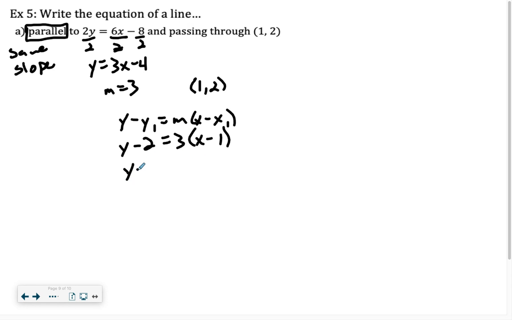So first step would be to distribute this 3. So we'll get 3x minus 3 over here on the right side. Then add the 2 over, and we'll get y equals 3x minus 1. Okay, so this line would be parallel to this line and go through this point. All right. One final example.